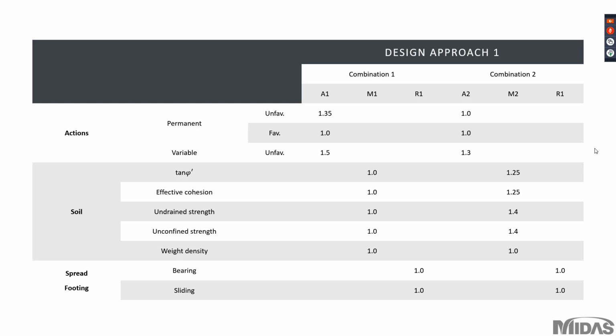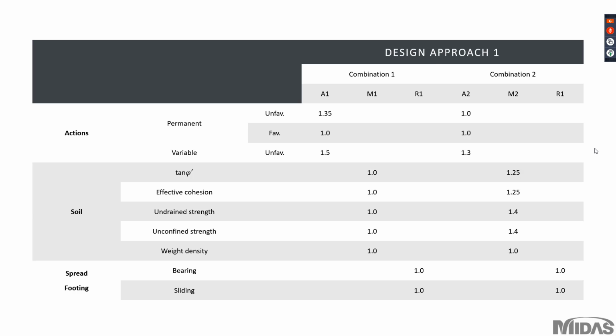Okay, so this is a table for your information, and there are partial factor values. DA1C1 is design approach 1 combination 1, and DA1C2 is design approach 1 combination 2. From my experience, I normally used DA1C1 and DA1C2 in my excavation projects. So I will talk about DA1C1 and DA1C2 in this session.